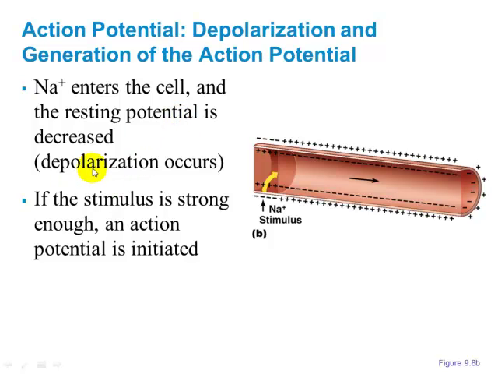We get that depolarization. Now, if that stimulus is strong enough, if there's enough acetylcholine opening enough channels and enough sodium comes in, it's going to kick off an action potential. Now, notice here we have action potential versus resting potential. A resting potential is the potential of the sarcolemma, or later on a neuron, when it's not doing anything, when it's at rest.